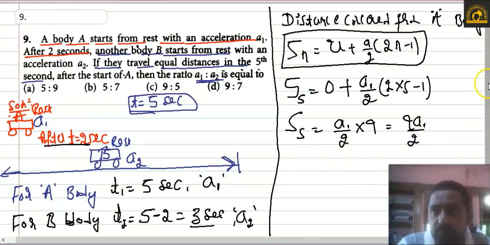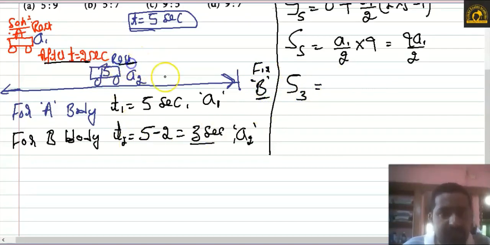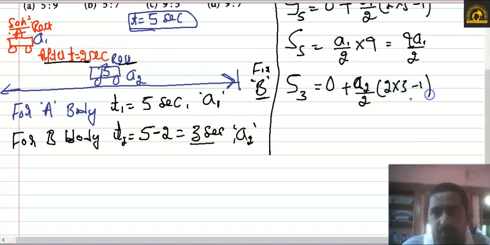Okay, then similarly, what about the distance covered by body B? It is also in rest condition, so 0 plus acceleration a2 by 2 into (2 into 3 minus 1). So the distance in the third second is equal to 5a2 divided by 2.